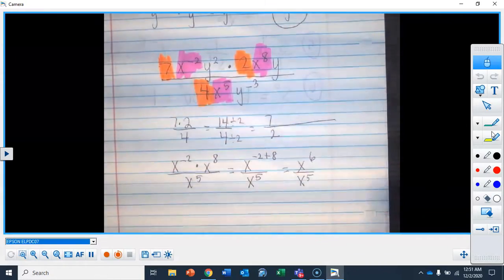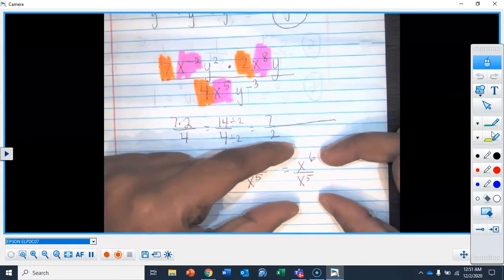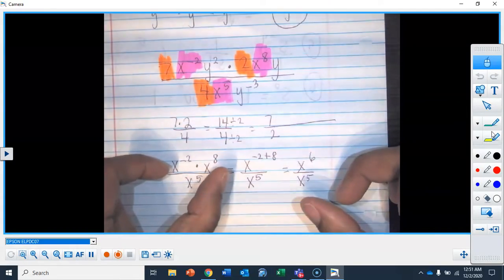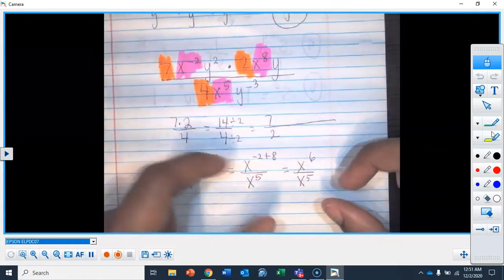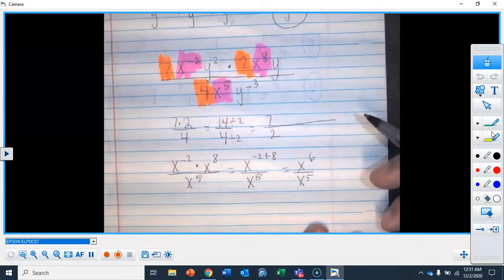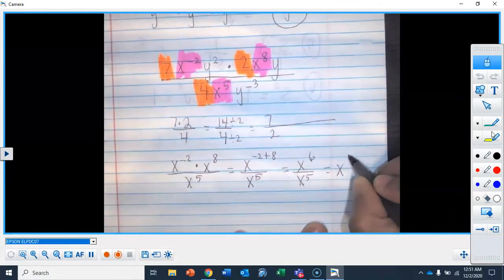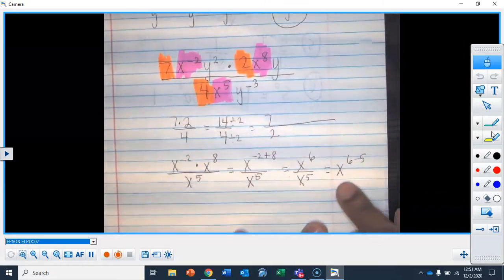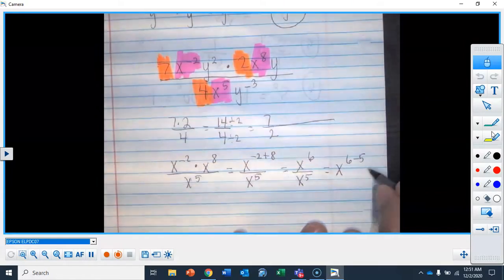I just subtracted those. Okay, now we're not done simplifying, because now we look at it after we applied the product rule, we have a quotient now. And what do I do to these? Same base, different powers, subtraction. So I have x to the 6 minus 5, which is x to the 1 power, okay?